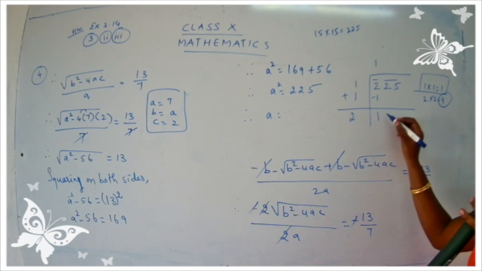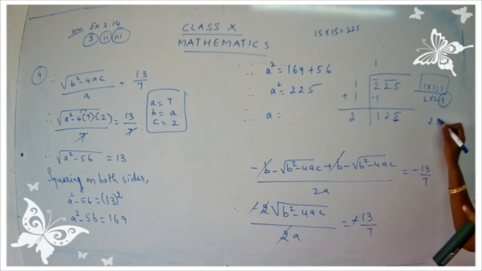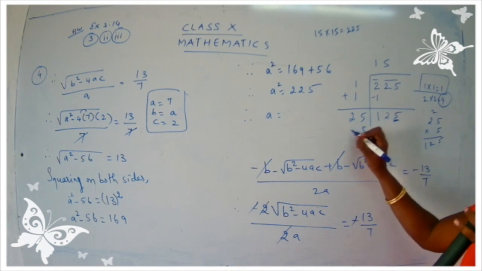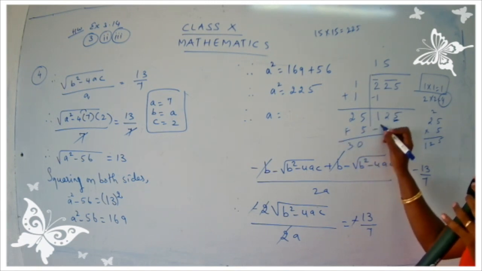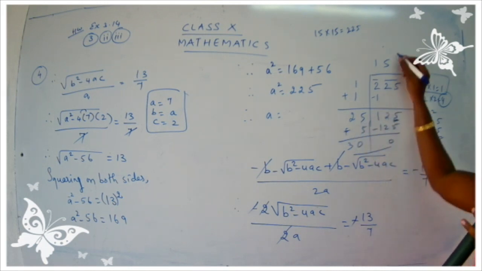Take the 25 as it is. Last number is 5. So 25 into 5. So 5, 5, 5, 30, 125. So we get the answer as 15.